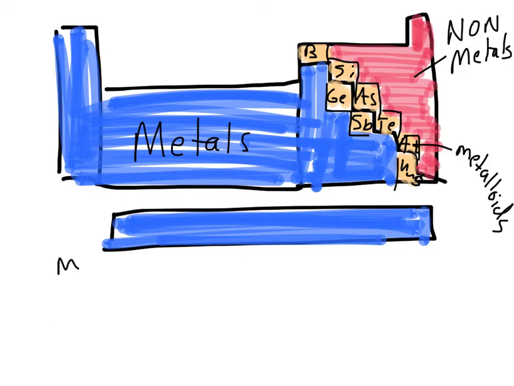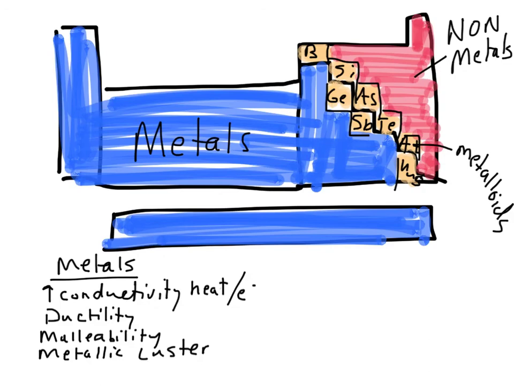Now let's talk about metals. Metals have very high conductivity, again, with heat and with electricity. They also are ductile, meaning they can be pulled into wire. They're also malleable, meaning that I can mold them, hammer them into different shapes. They also have what is called a metallic luster.